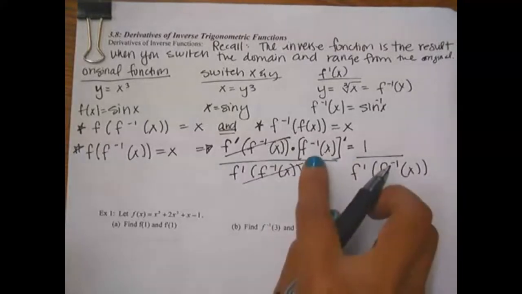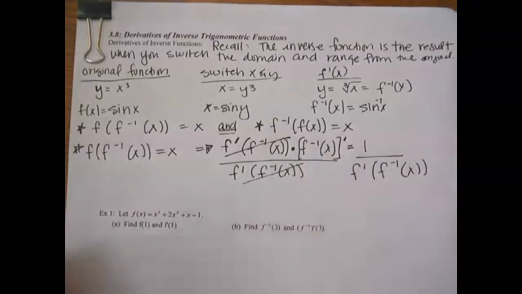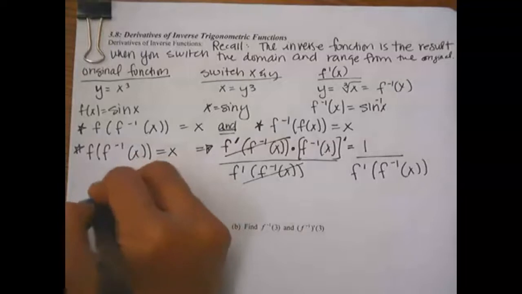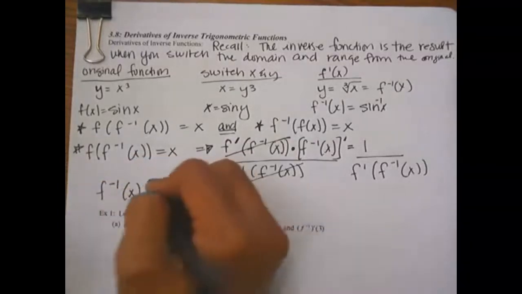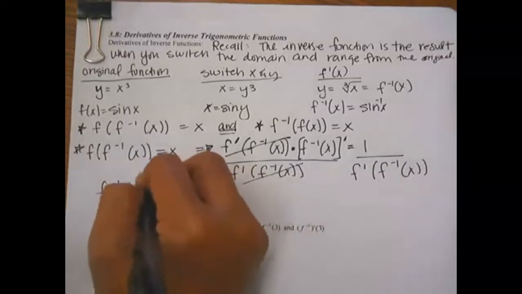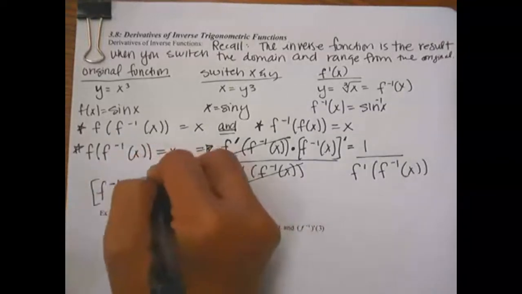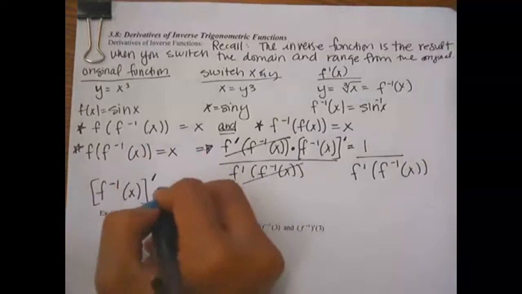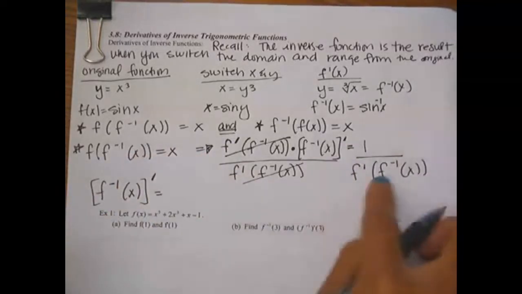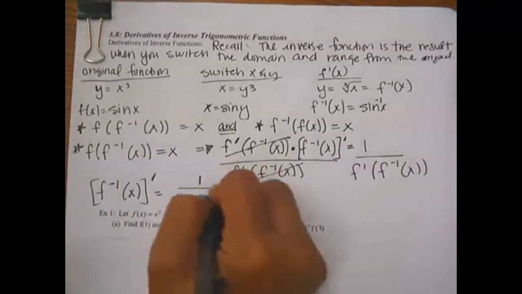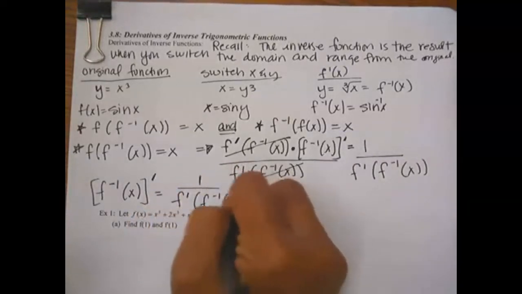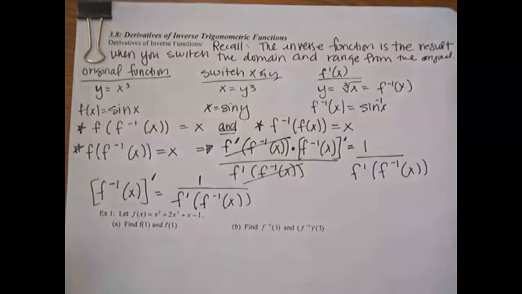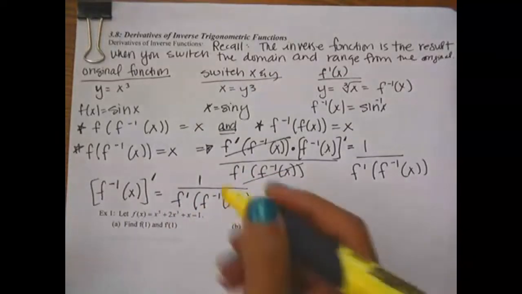So the derivative of an inverse is this formula, which you will need to memorize, or you can derive it from the original. The derivative of the inverse, f inverse prime of x, equals 1 over f prime of f inverse of x. I'm going to highlight it because you're going to need to really know it.